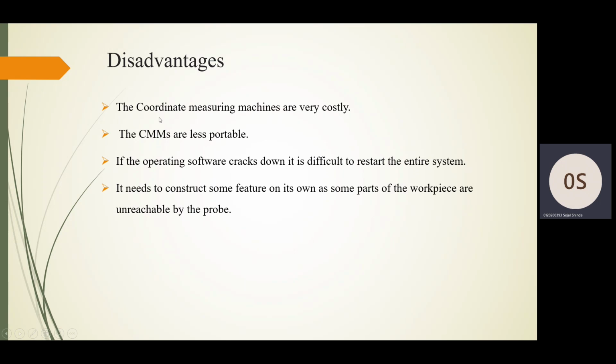So let's see some disadvantages also. The coordinate measuring machines are very costly. The CMM are less portable. If the operating software crashes down, it is difficult to restart the entire system. It needs to construct some features on its own, as some parts of the workpiece are unreachable by the probe.